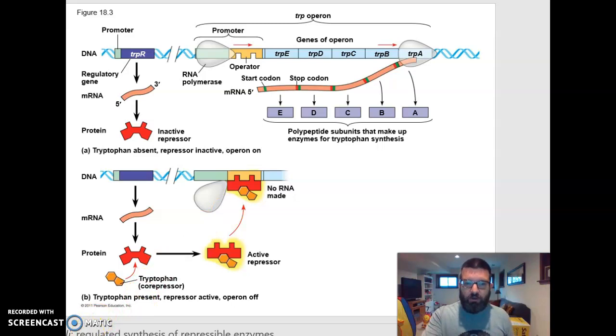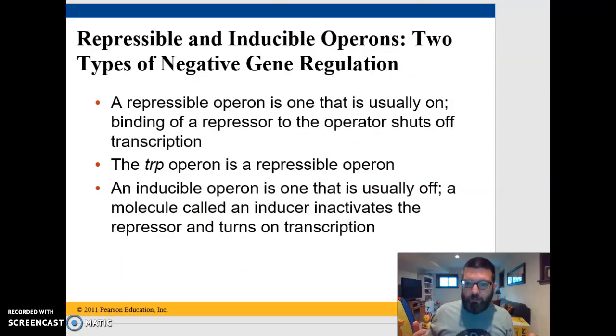It is turned off. Your TRP operon is one that is generally on, and it gets turned off in the presence of something. So it's called a repressible operon, right? It's normally on, but in the presence of tryptophan, it gets repressed. It gets turned off. Generally, where you're making something like an amino acid, you're going to want to make that as the default option because you need it to survive, and you'll stop making it when it's present in the environment. Generally, those kinds of things are going to be repressible operons.